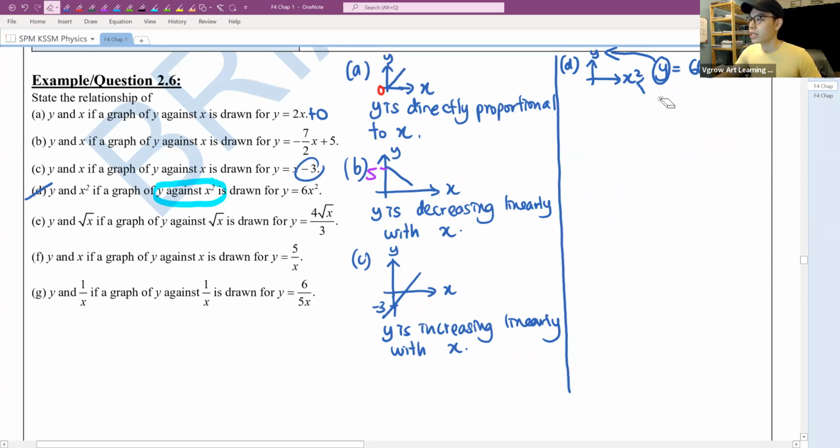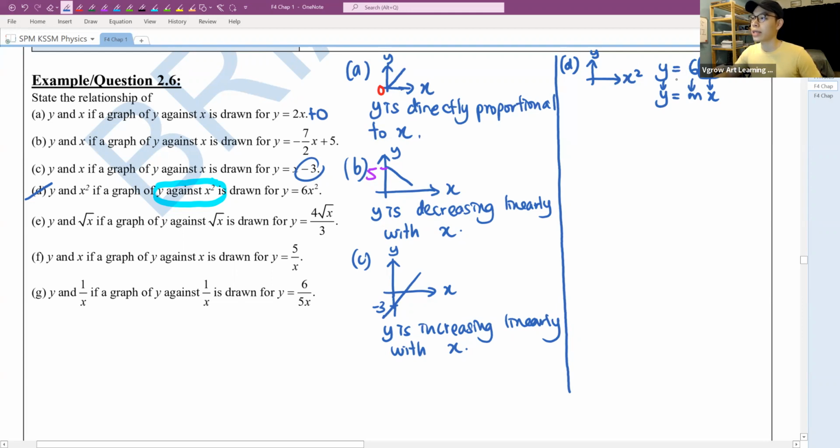Imagine if I treat this as just a normal x, am I right that 6 will be the gradient of this graph? If I treat this as a normal straight line, then 6 will just be the gradient, because I have y equals mx plus c. There's no c here. This x is what you put on your graph. This y is what you put on your graph. So 6 is actually just the gradient if I draw the graph of y and x squared.